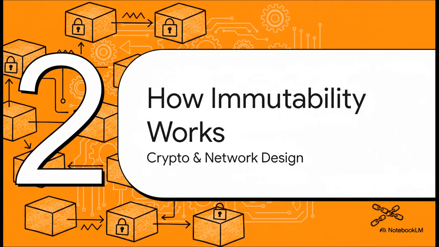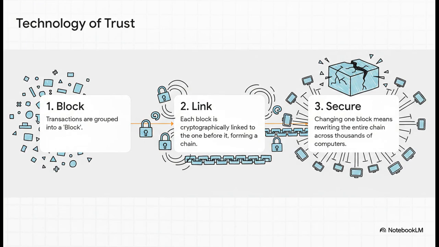All right, so the shared notebook analogy is a fantastic way to picture it. But how do you actually do that in a digital world? With computers, we're used to editing and deleting stuff all the time, right? How does a network actually enforce this kind of permanence? Well, it all comes down to some really clever tech. First, transactions get bundled together into what's called a block. Then, and this is the key part, each new block is cryptographically linked to the one right before it. Think of it like a chain, where every link is mathematically locked to the previous one.